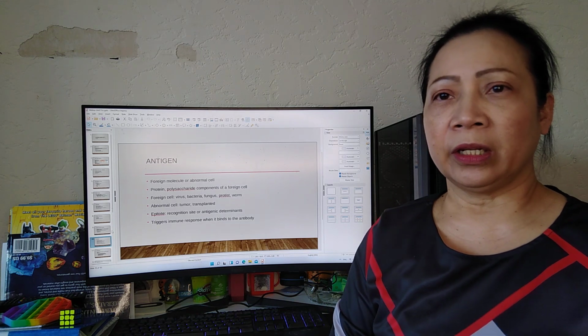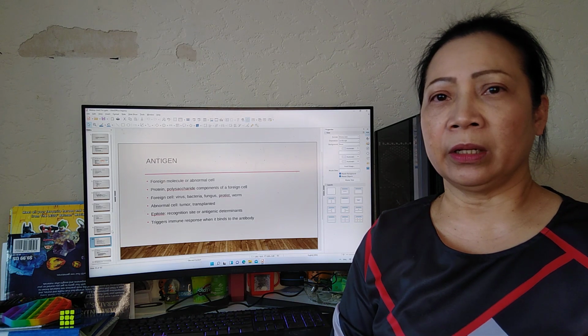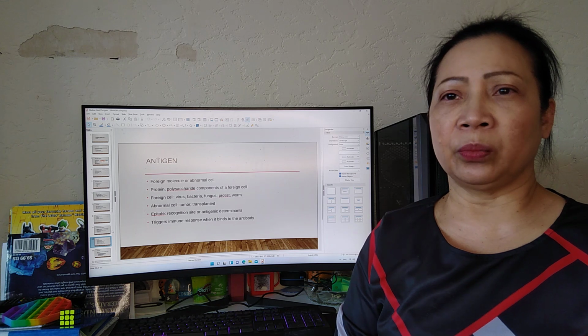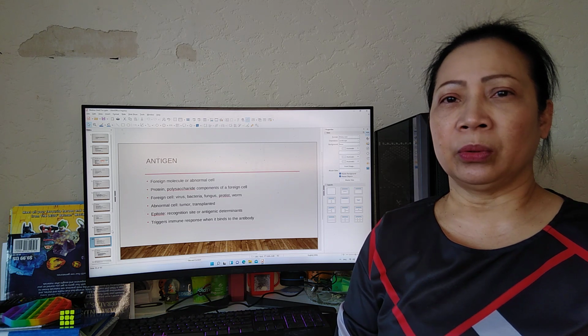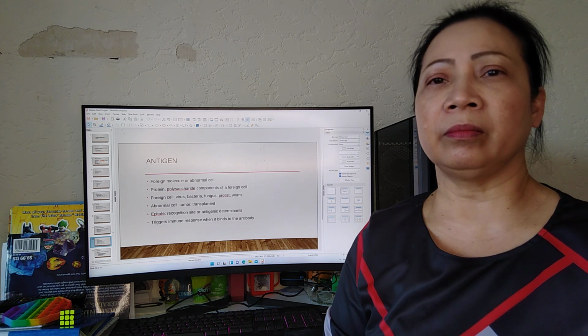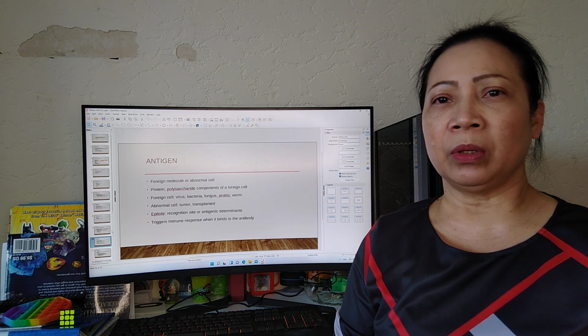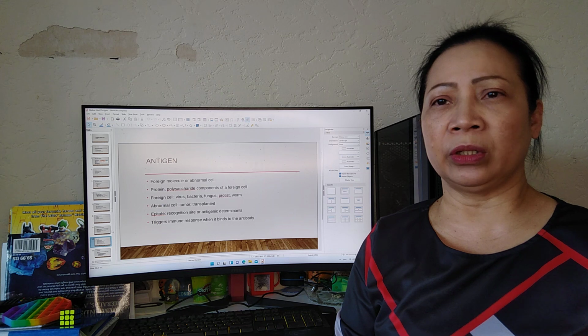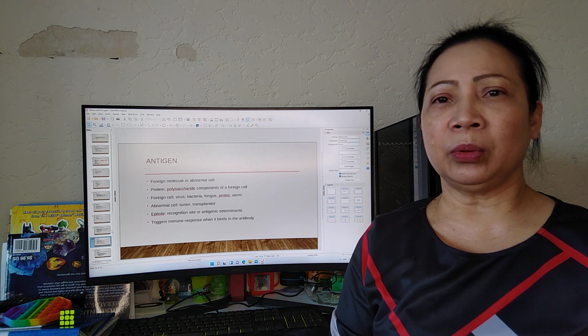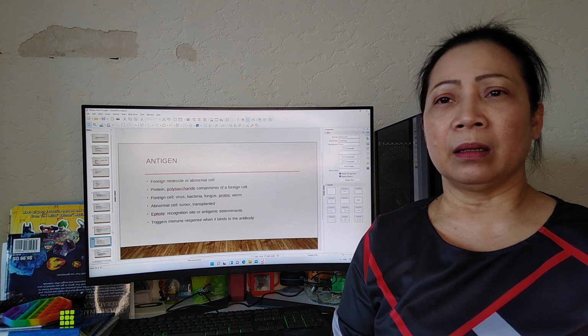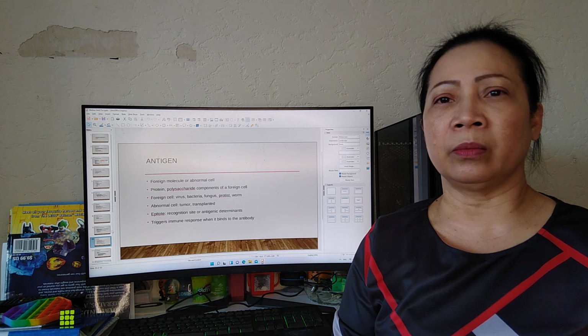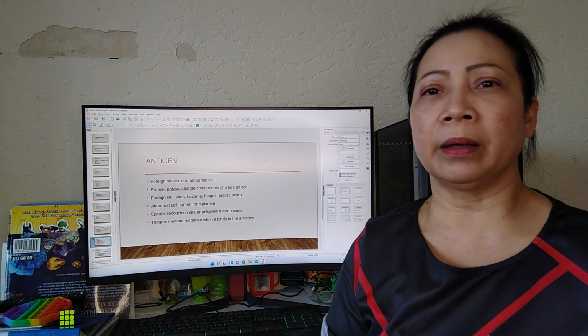Antigens are any molecule or a partial molecule that triggers an immune response. This can be cell proteins, carbohydrates, lipids that are bacterial cells.